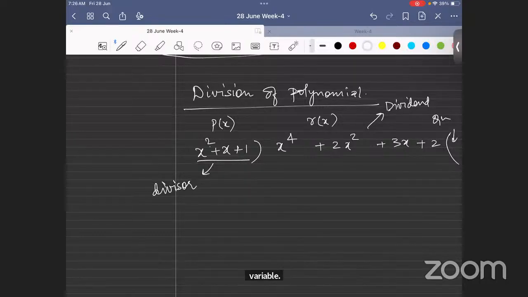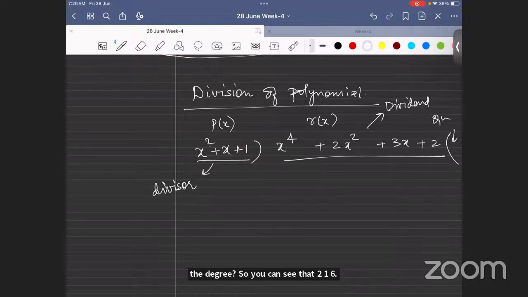So you can see 2, 1, 6. Similarly, for the dividend also, you write it in the decreasing form of the degree, for each term. And now we have to remove each term, like x to the 4, then x square, then x. So this is how we'll be going.